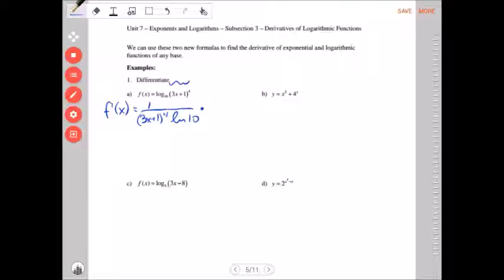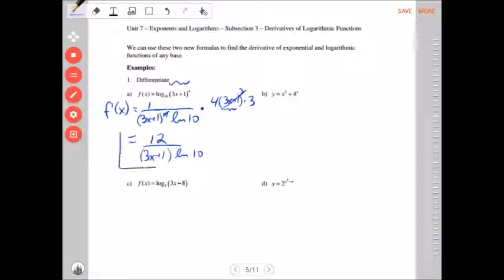That would be 3x plus 1 cubed times 3. So you have to chain rule the 3x plus 1 as well. Now, interesting things. 3x plus 1 cubed cancels off with the 3x plus 1 to the 4th, leaving just a 3x plus 1 on the bottom. And we have this extra factor of 4 times 3, so that's 12 on top. So 12 over 3x plus 1 times ln 10. And that is our derivative of this first one.